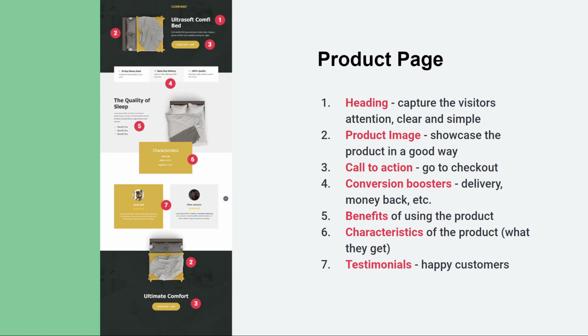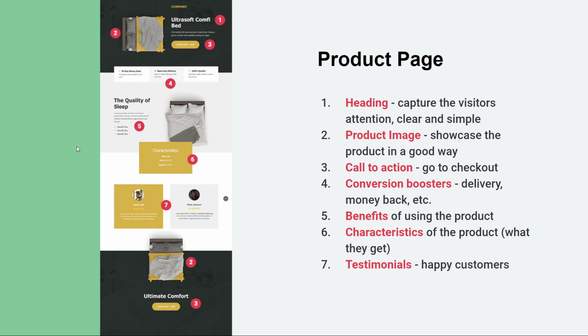Then we have the benefits. Obviously it is really important to showcase the benefits of the product. Why? What is the customer going to get by purchasing this product or service? Because when they come, obviously they are looking for something. They are looking for some kind of solution to a problem. So explain the benefits of using this product and how it will help their life, basically. Then you can have a section such as characteristics.